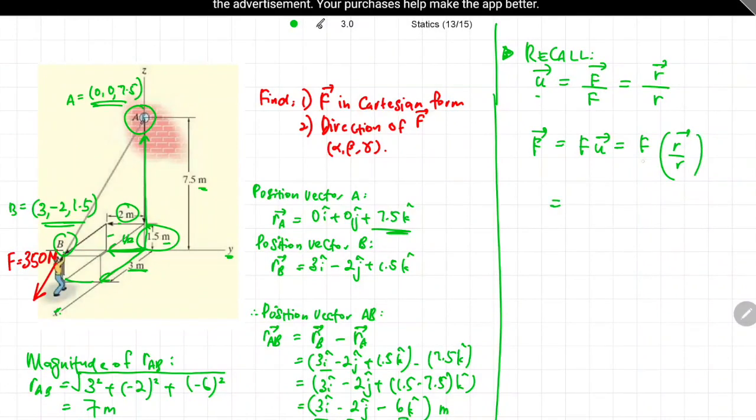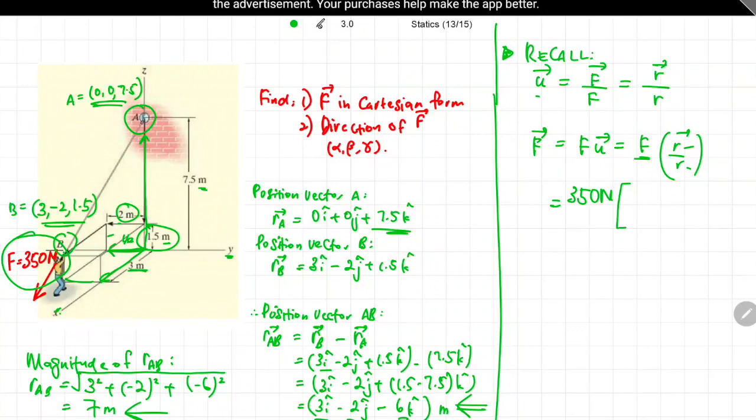Lah ni, magnitude of the force kita dah tahu, which is a pulling force by our little man over there, which is 350 Newton. So you just letak 350 Newton dekat situ. And then what is our position vector? Position vector tadi kan yang kita kira yang ni, 3i minus 2j minus 6k. Magnitude of the position vector pun kita dah tahu, which is this 7 meter.